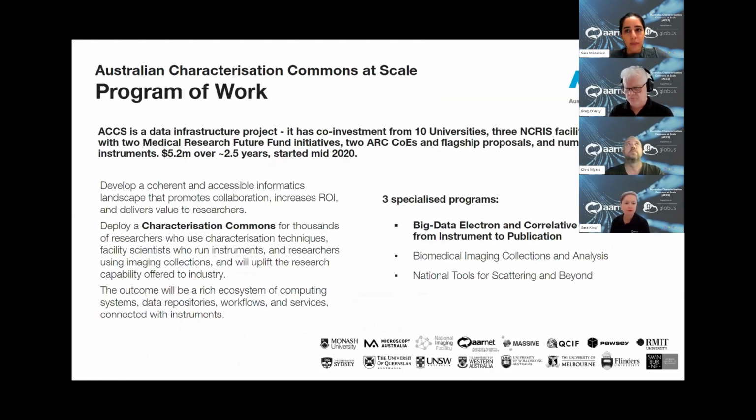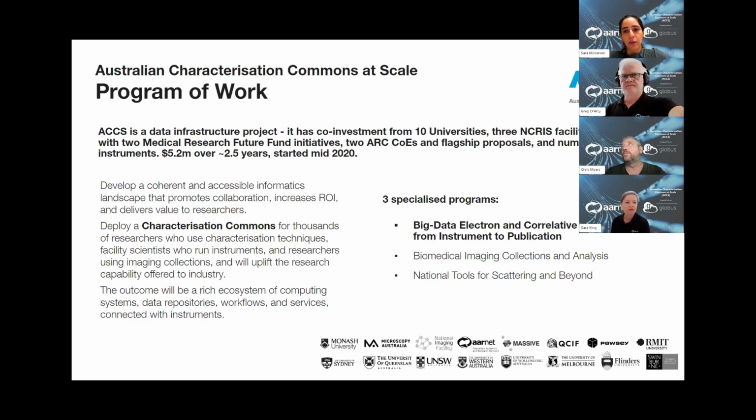ACCS is a national scale project to accelerate image processing, analysis, and publication. It deploys characterization commons for thousands of researchers who use characterization techniques, facility scientists who run instruments, and researchers using imaging collections. ACCS is co-funded by ARDC, the Australian Research Data Commons, and has co-investors from 10 universities, 3 facilities, 2 ARC Centres of Excellence, and flagship proposals, and numerous flagship instruments. This is a 5.2 million project over 2.5 years, which is going to be wrapped up in June.